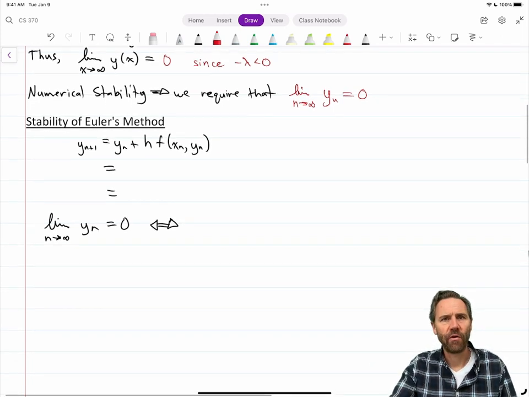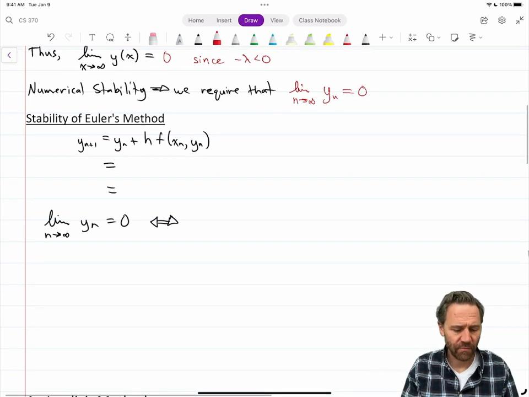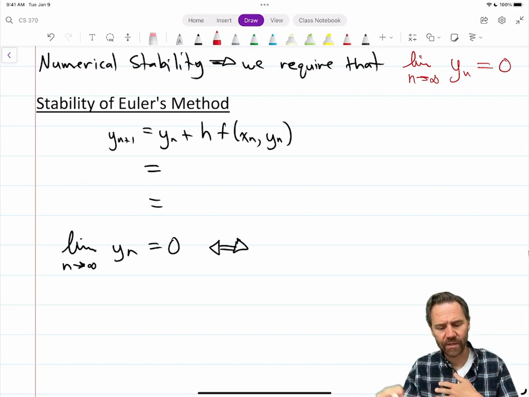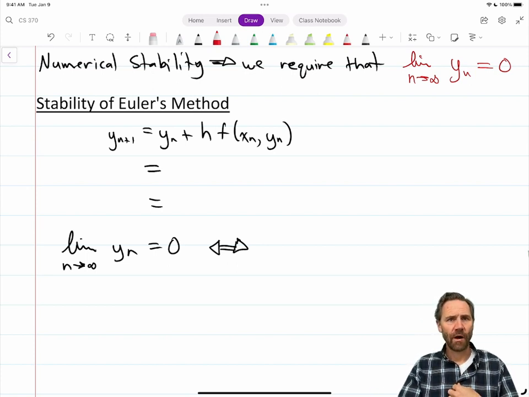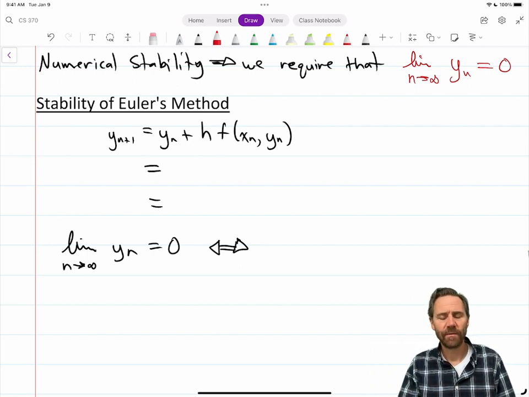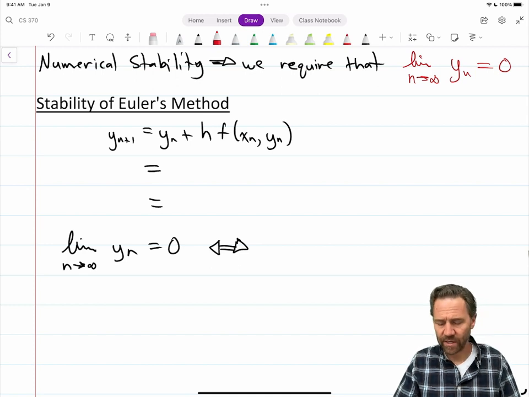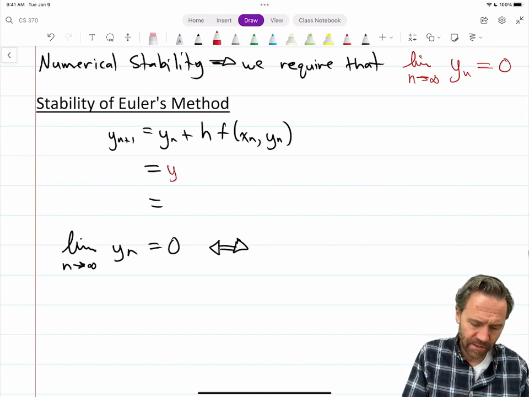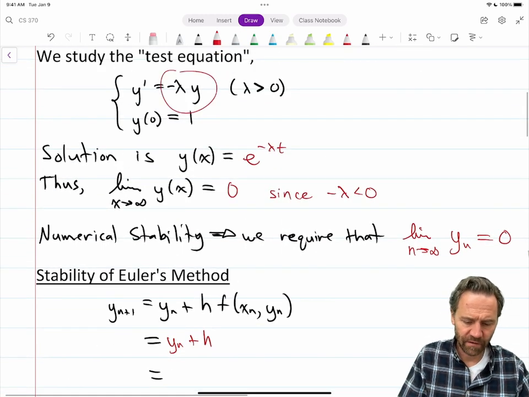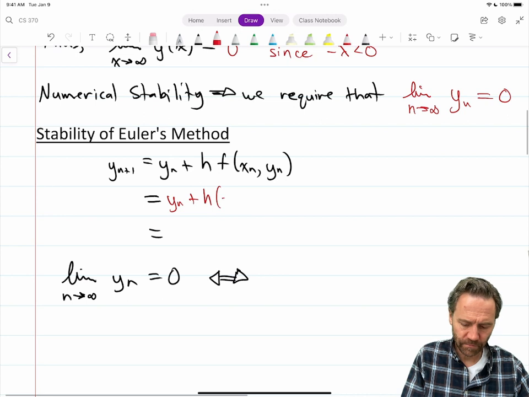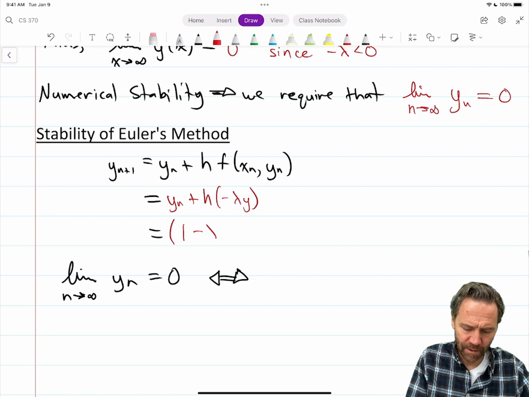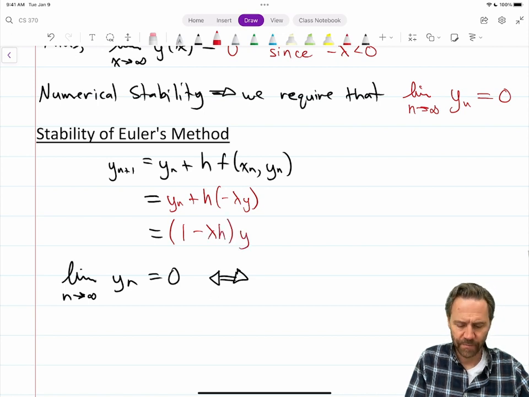So let's look at the stability of Euler's method. So here's Euler's method, y sub n plus 1 equals y sub n plus this linear step. Now what we're going to do is plug in, instead of using f, the actual right-hand side of the differential equation, right? It's y sub n plus h, and that f comes from up here, negative lambda times y. Okay, and we can rewrite this as 1 minus lambda h times y sub n.